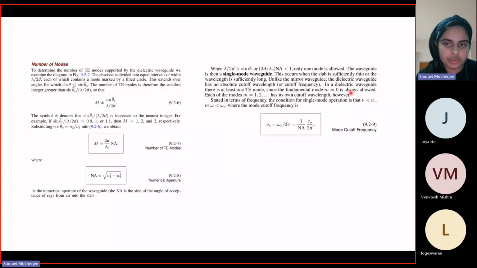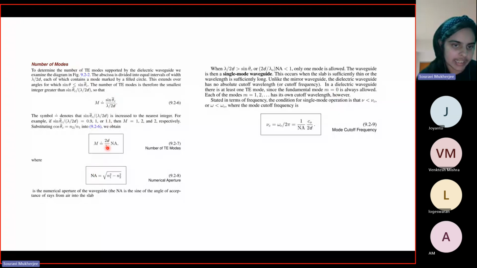Now if you know this, you can also write it in terms of frequency. You're just converting from wavelength to frequency, and this is how it's related. Here you are using nu equal to c by lambda. If you put m equal to 1, you have lambda by 2d equal to sine theta c, so lambda equals 2d sine theta c. Sine theta c is nothing but NA, so lambda equals 2d NA. That is the relation you have put. C by lambda, replace lambda by 2d into NA. So this is your mode cutoff frequency.